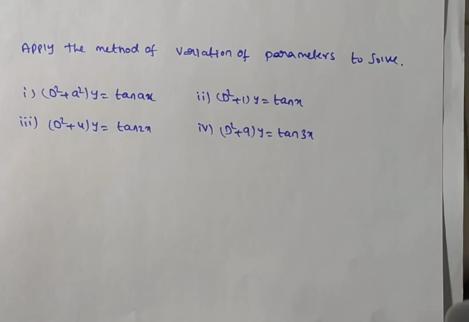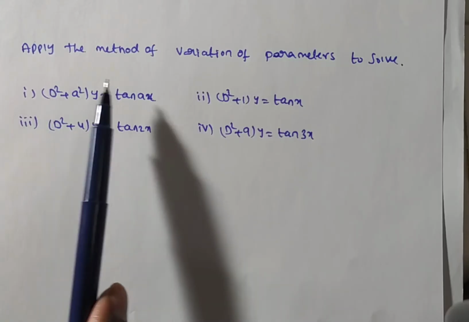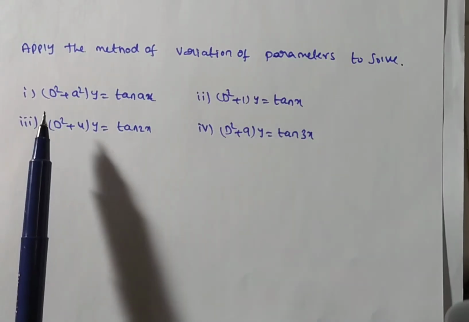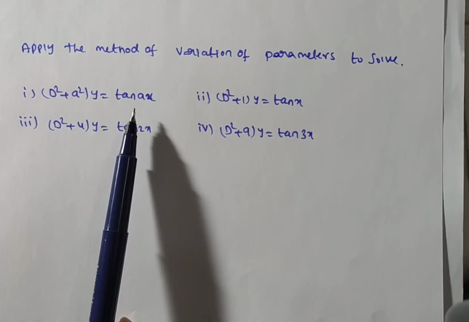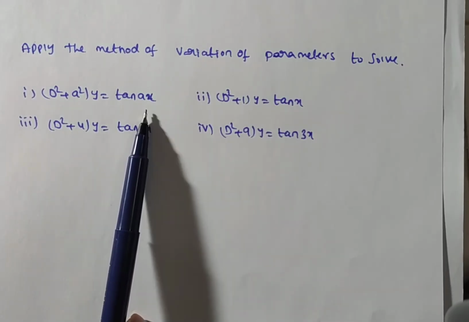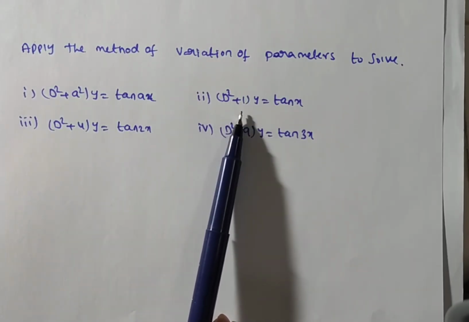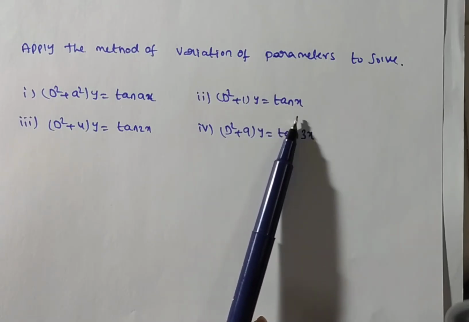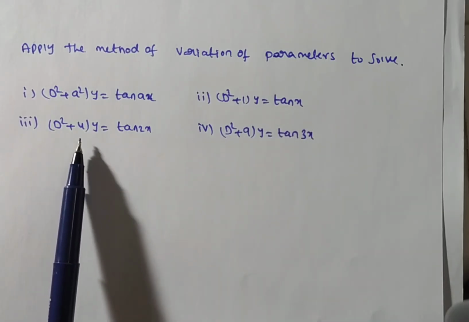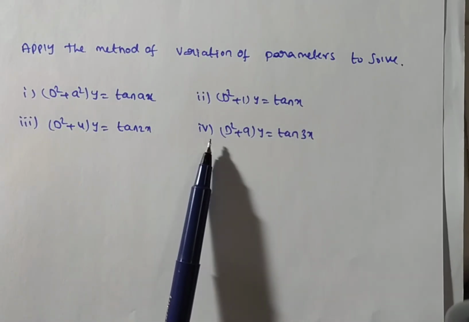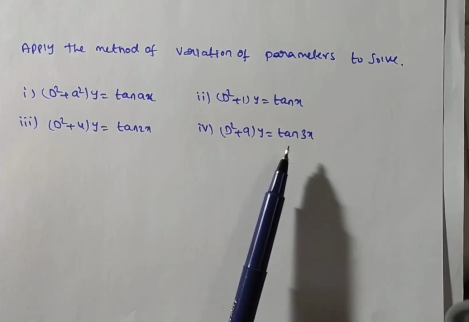Hi friends, in this video we are solving problems on method of variation of parameters. The given problems are: apply the method of variation of parameters to solve (D² + a²)y = tan ax. This is the first one. Second one, (D² + 1)y = tan x. Third one, (D² + 4)y = tan 2x. Fourth one, (D² + 9)y = tan 3x.